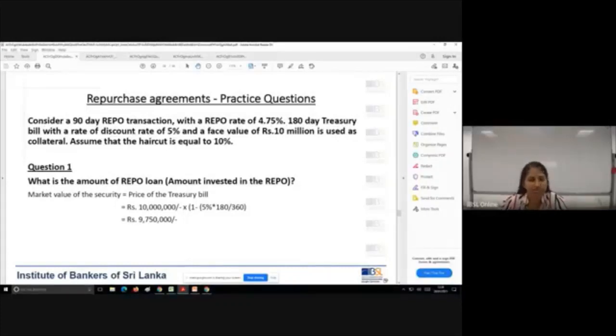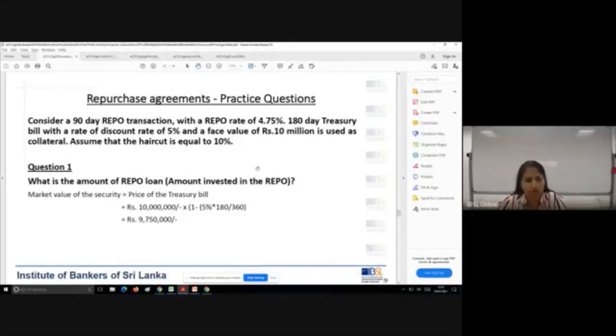Repurchase agreement. Consider a 90-day repo transaction with a repo rate of 4.75. A 180-day treasury bill with a rate of discount of 5% and a face value of 10 million is used as collateral. Assume that the haircut is equal to 10%. First question is, what is the amount of a repo loan? What have you invested in the repo?